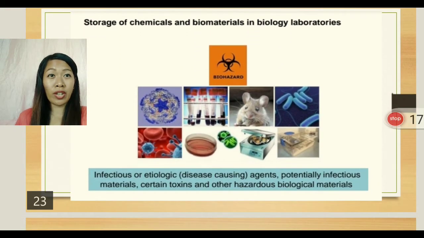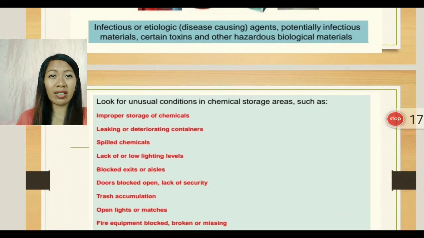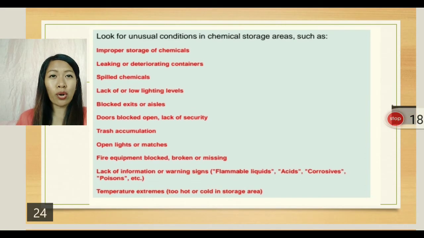So, with the storage of chemicals and biomaterials in biology laboratories, we need to separate the infectious materials or etiologic agents, disease-causing agents, certain toxins, and other hazardous biological materials from each other, because they cause hazard to our health. And in storing, we have to look for unusual conditions in the storage area. Examples are improper storage of chemicals. We have to store them properly.